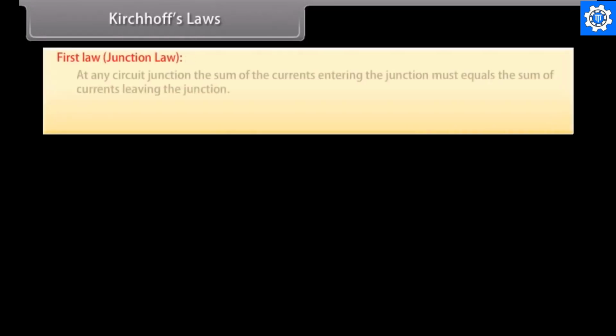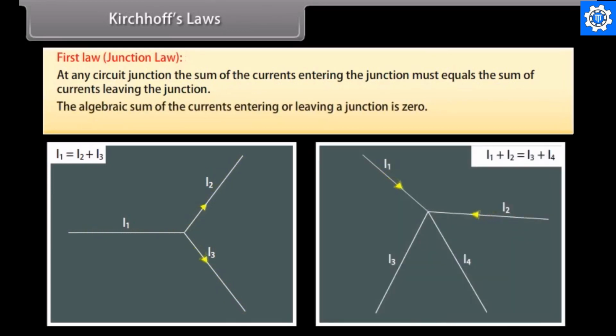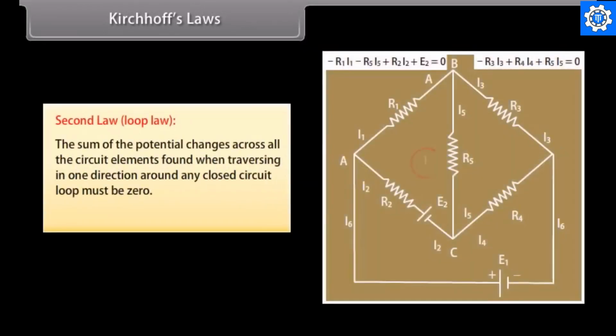Kirchhoff's laws. The first law states that at any circuit junction, the sum of the currents entering the junction must equal the sum of currents leaving the junction. The algebraic sum of the currents entering or leaving a junction is 0. Summation of I is equal to 0. The second law states that the sum of the potential changes across all the circuit elements found when traversing in one direction around any closed circuit loop must be 0. Summation of delta V is equal to 0.